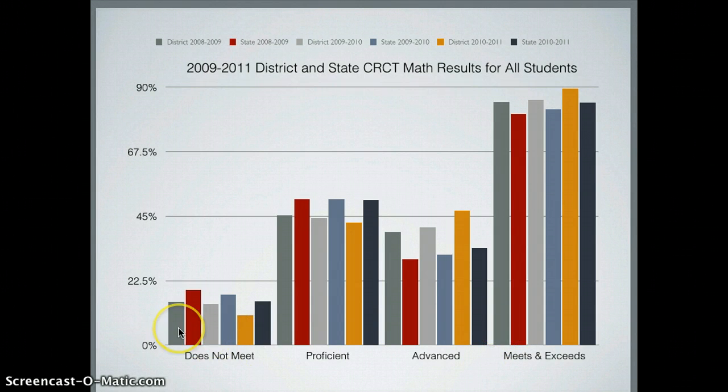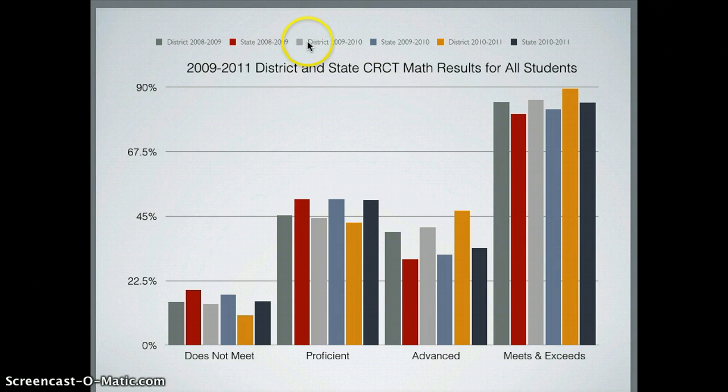But as far as does not meet, which is where we want to focus our attention, we have less students who do not meet the standard in comparison to the state. So that's good. Now let's look at the next year, 2009 to 2010.